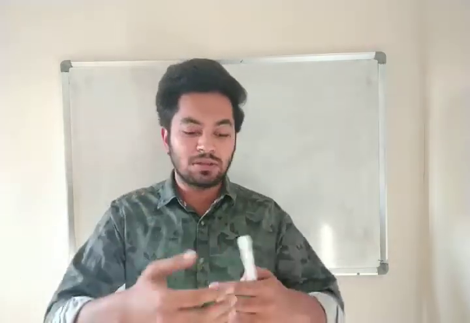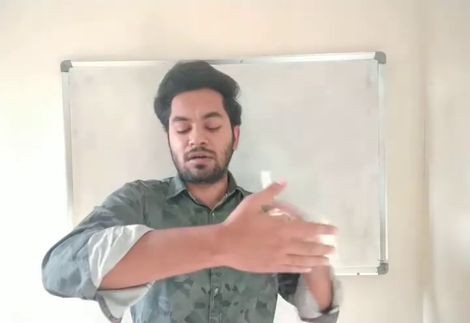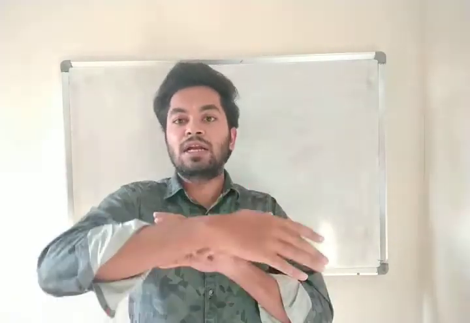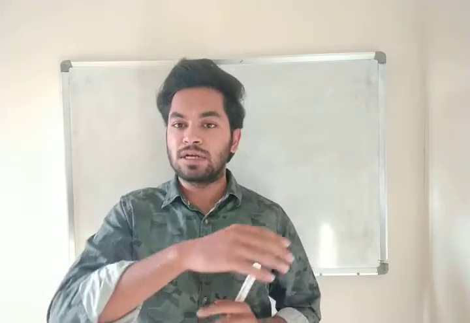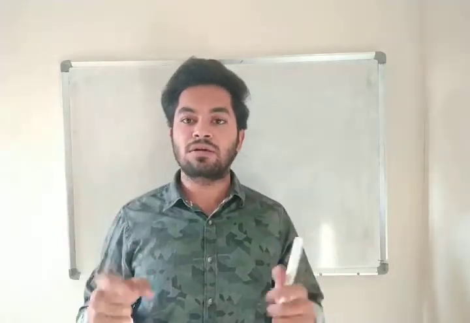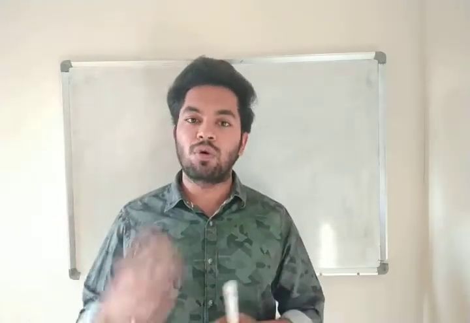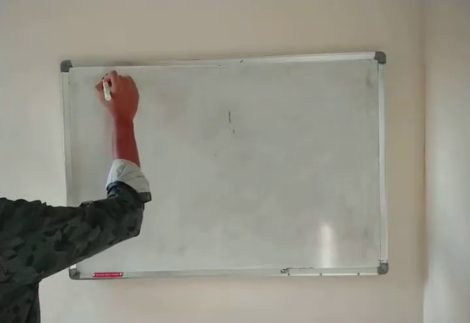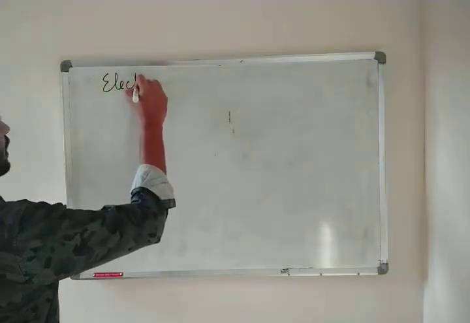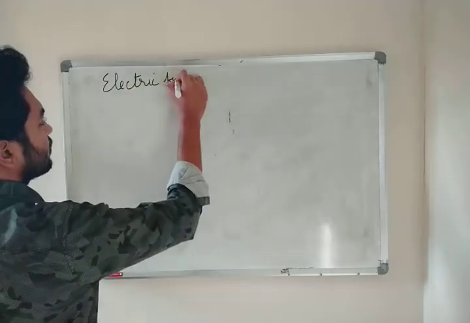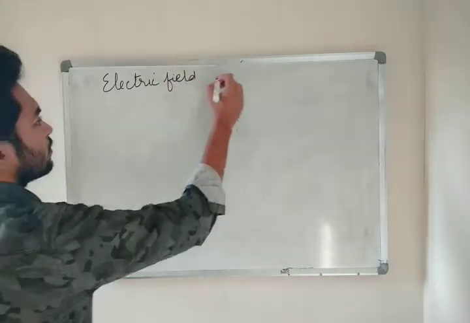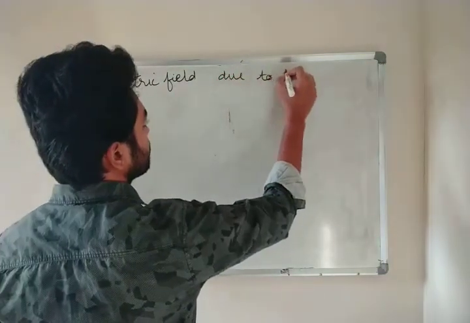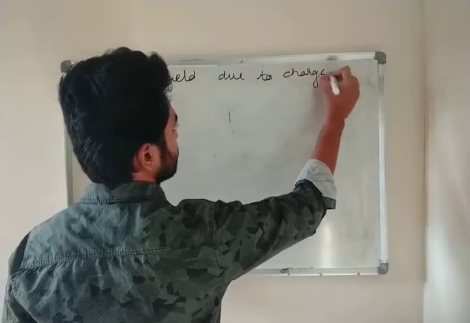From now on, we are going to see what is the charge distribution in an object, in a conductor. Let it be circular or let it be rectangular, rod or any cylinder or cone or whatever shape it is. Now we are going to see the charge distribution. Now how do we do that? Electric field due to charge distribution.